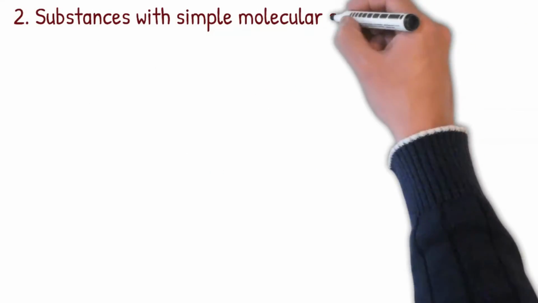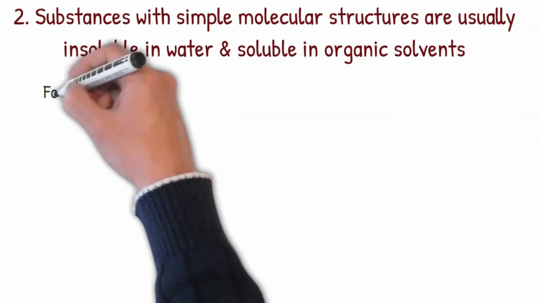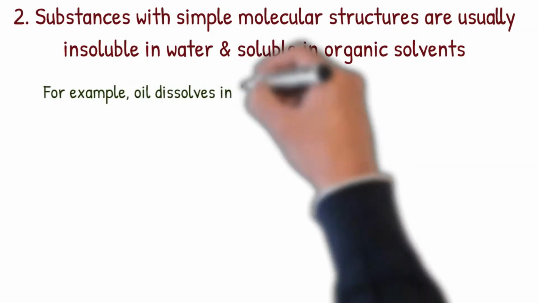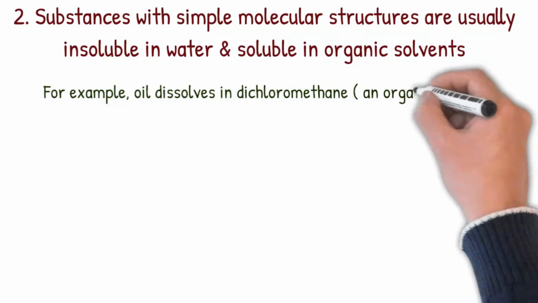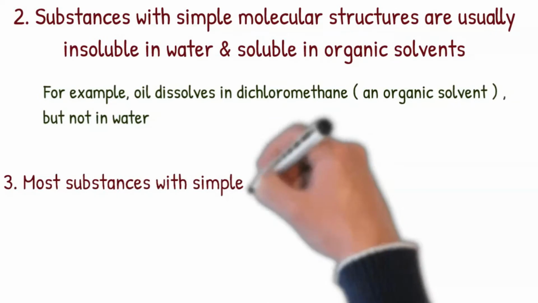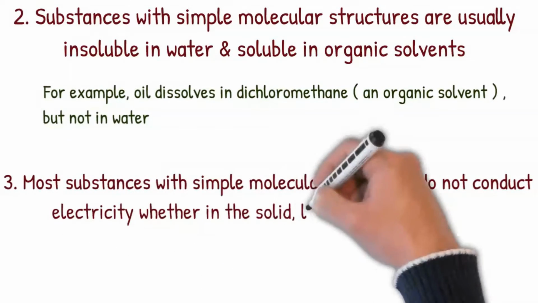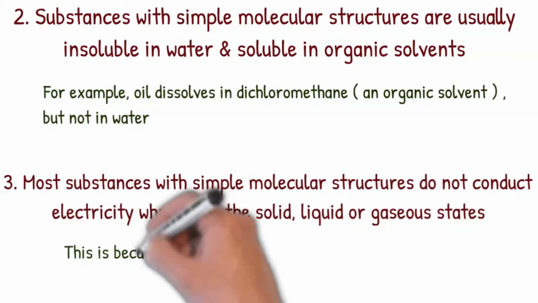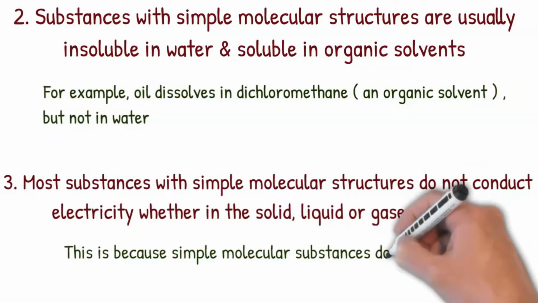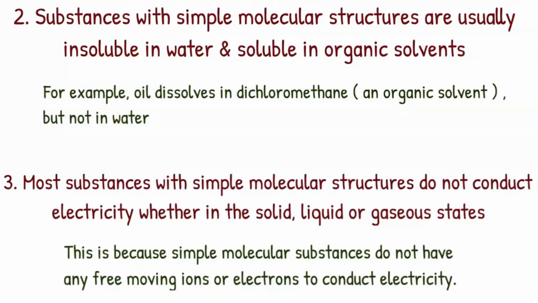Substances with simple molecular structures are usually insoluble in water and soluble in organic solvents. For example, oil dissolves in dichloromethane, an organic solvent, but not in water. Most substances with simple molecular structures do not conduct electricity whether in the solid, liquid, or gaseous states. This is because simple molecular substances do not have any free-moving ions or electrons to conduct electricity.